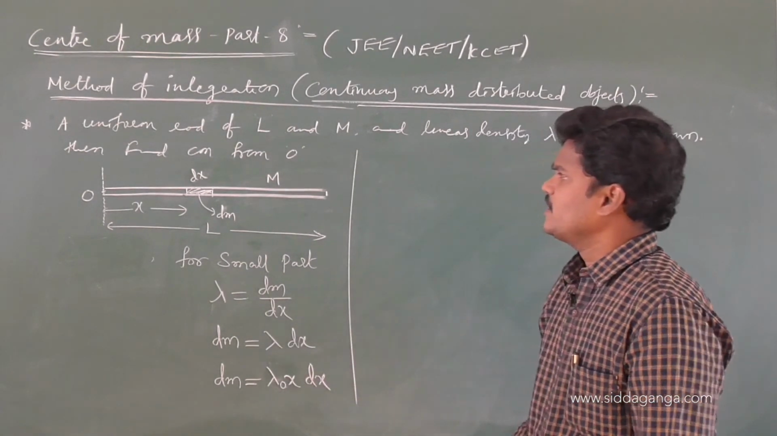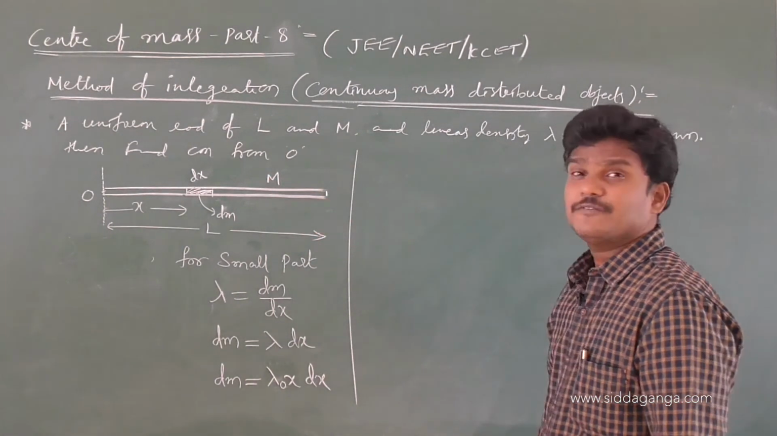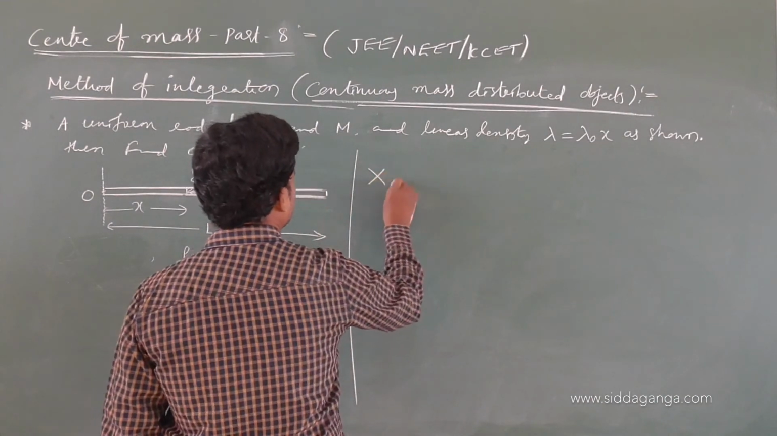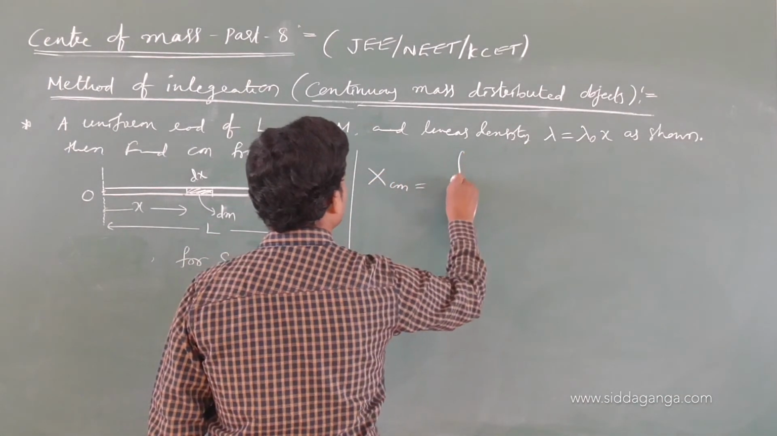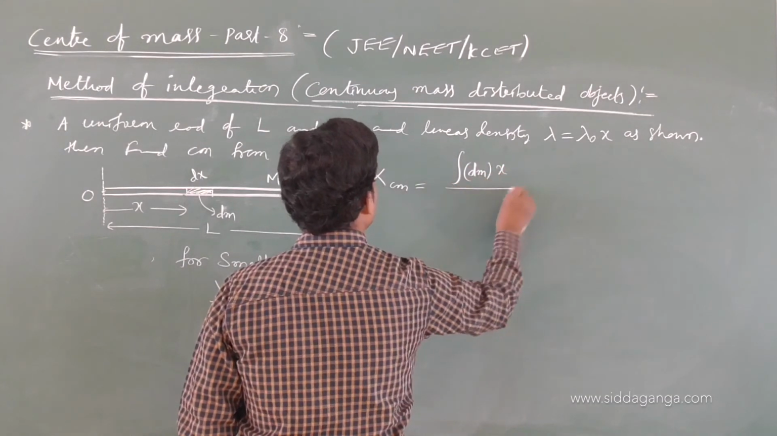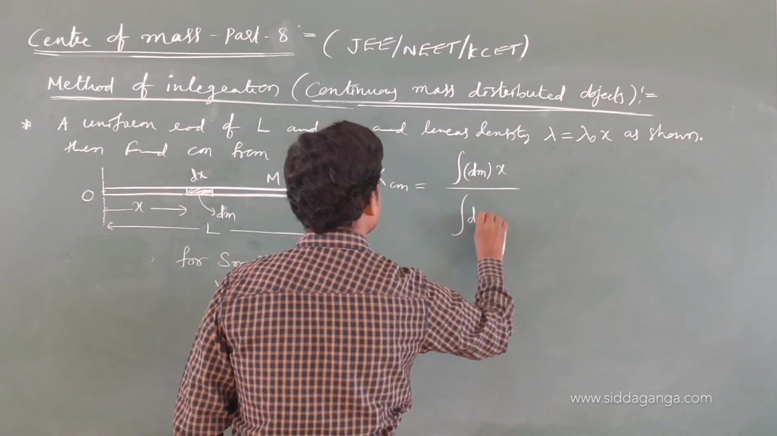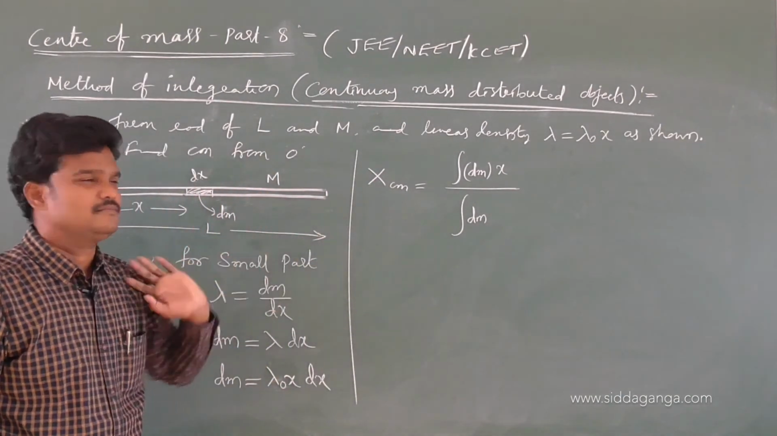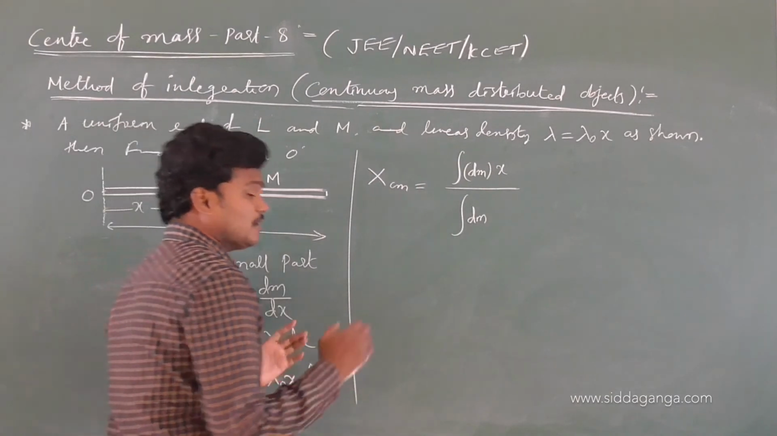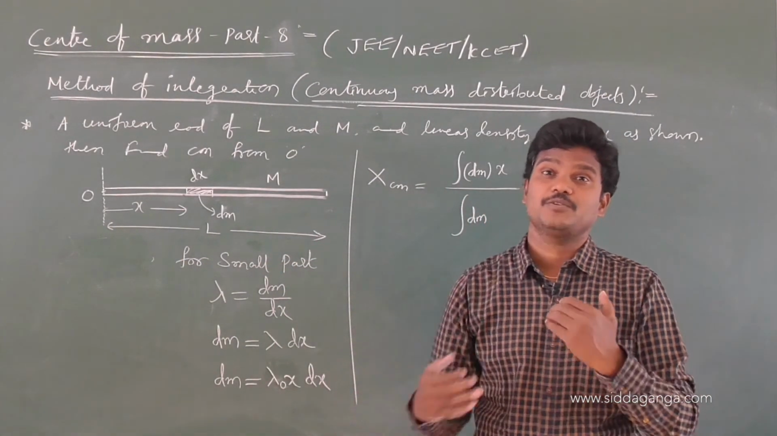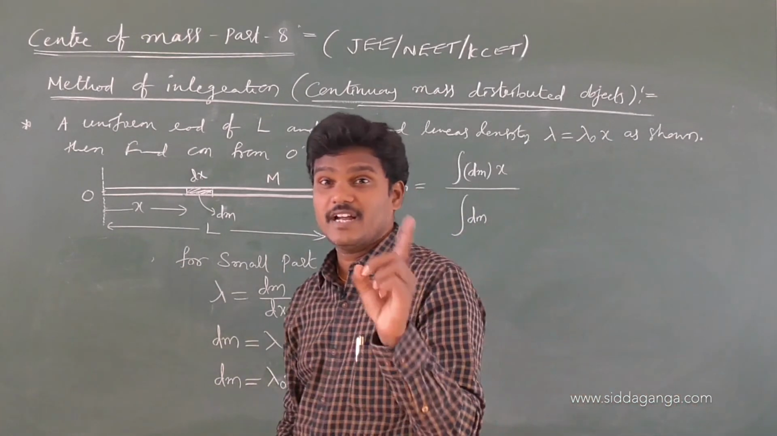Now the target is to find the x coordinate of center of mass of this given rod. Use the integration formula: integration of dm into x by integration of dm. For second year students, these are nothing. Now identify the limits, from where you started and from where you are going to end: the starting limit and the ending limit.